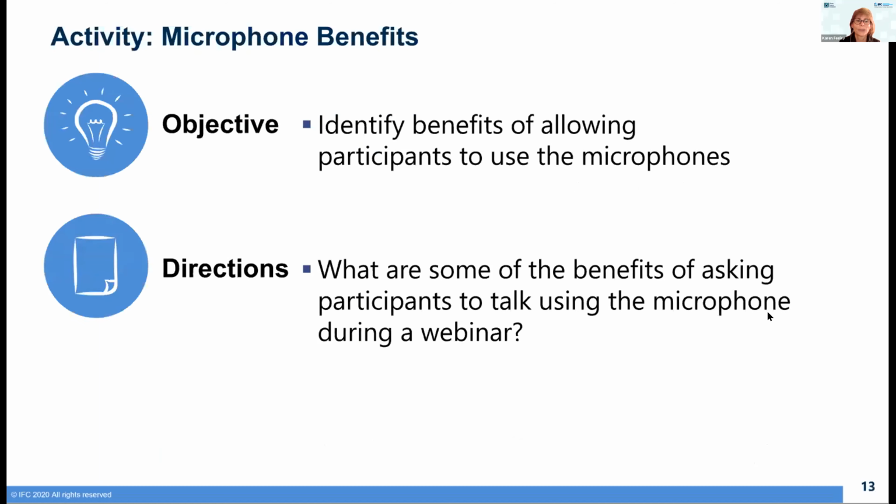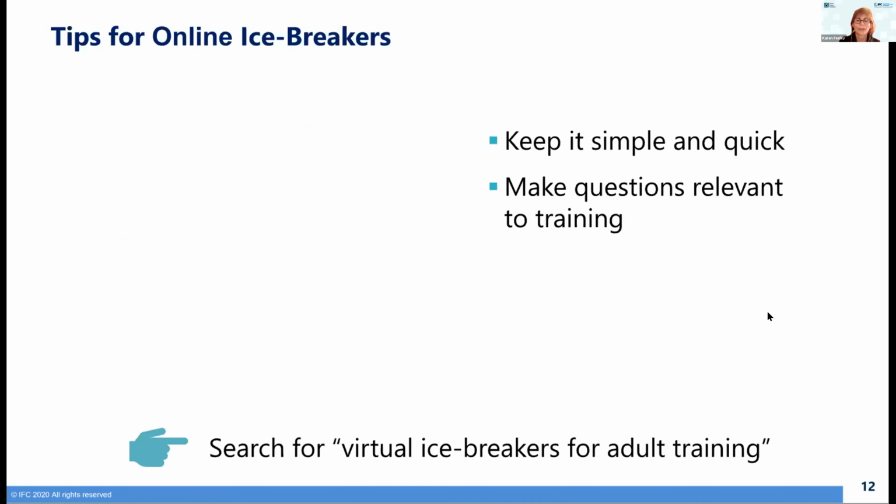You can also use poll questions to get a sense of who is in the audience by asking a series of closed answer questions. And we'll talk about that more in a little while. But as you can see, icebreakers set the tone for the level of engagement. Let's now talk about ways to keep participants engaged after the icebreaker. And we'll start with one.